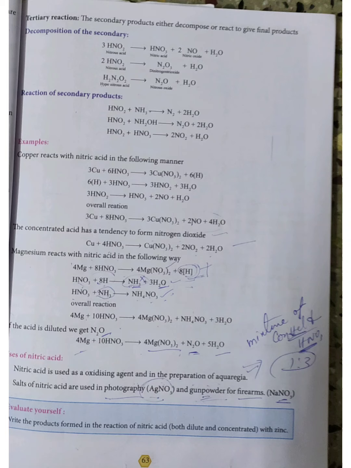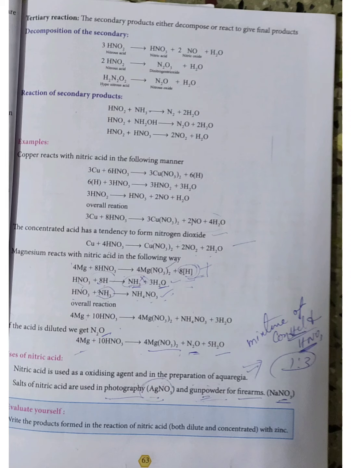Again that nitrous acid will undergo reaction, it will give nitric acid, nitrogen monoxide and water molecule as the product. So the overall reaction is: copper reacts with nitric acid, it will give copper nitrate, nitrous oxide and water molecule as the product. Okay, copper reacts with nitric acid, it will give copper nitrate, 2 molecules of nitrogen dioxide and water molecule also. Magnesium reacts with nitric acid in the following way.